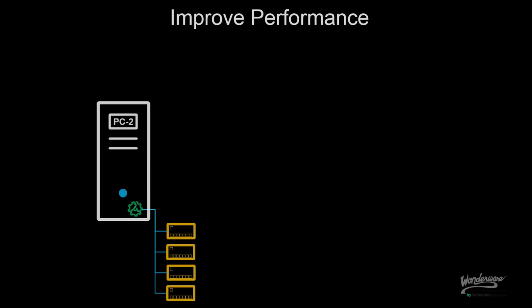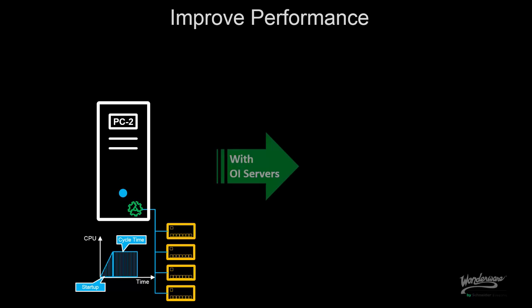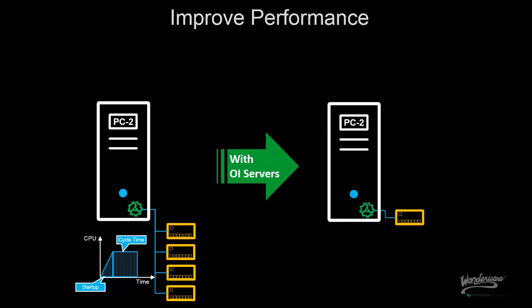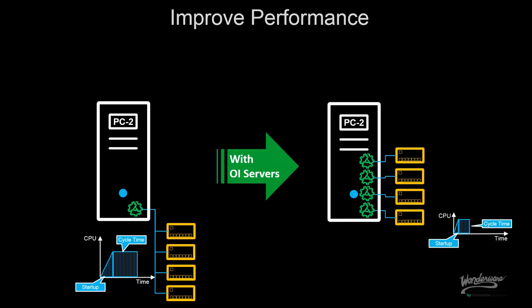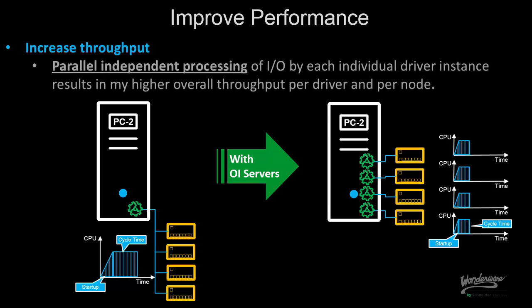I can also improve my performance by leveraging the multi-instance architecture. So let's see, for example, how that would be in a traditional DA server. When I'm starting the server, the bigger the configuration, the longer the startup is because I have to build that entire architecture. And also the CPU time of that DA server has to process through all the configuration. With the OI server now, I can leverage multi-instance capability to divide the architecture and leverage the multi-core environment of a machine so that the start time and the CPU time is now split amongst the different servers because they run independently. That helps me increase my throughput because I'm leveraging the parallel independent processing of each individual driver, giving me overall throughput and lower CPU usage.